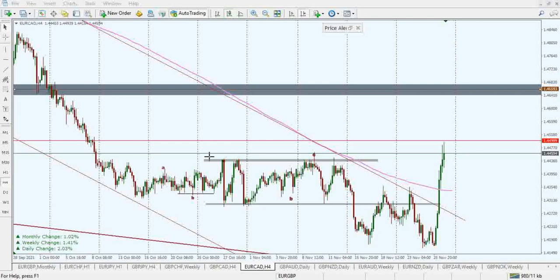Price has cleared this area here, which is one we also traded. At this point here we took some trades, so you can go over to this channel and check that out. We took some buy trades in here, and back here at supply we sold, and price was trading low.